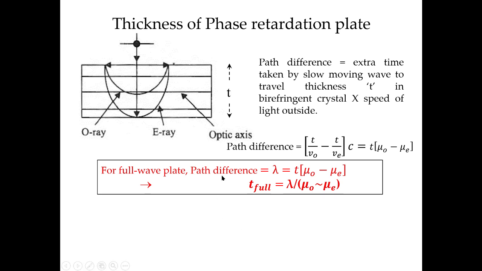For a full wave plate, the path difference is lambda. If we equate this lambda with this, we get the thickness of a full wave plate is equal to lambda upon the difference between the refractive indices.